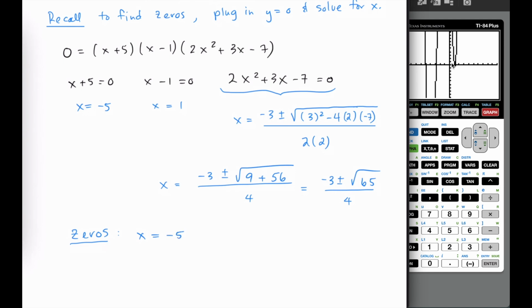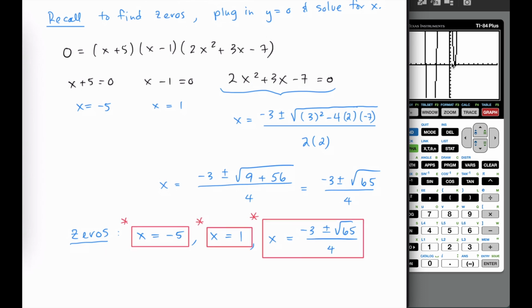We did end up with 4 zeros. X is equal to -5, x is equal to +1, and x is equal to -3 plus or minus radical 65 all over 4. 4 zeros on a 4th degree polynomial function. But notice only these two were rational. Radical 65 is an irrational number. Therefore, this was not in the P over Q list.